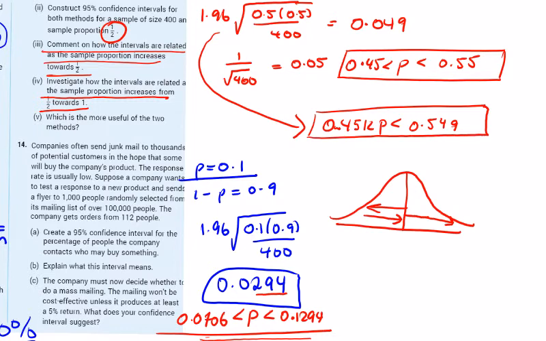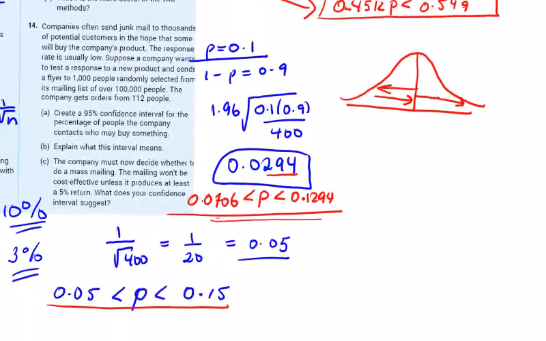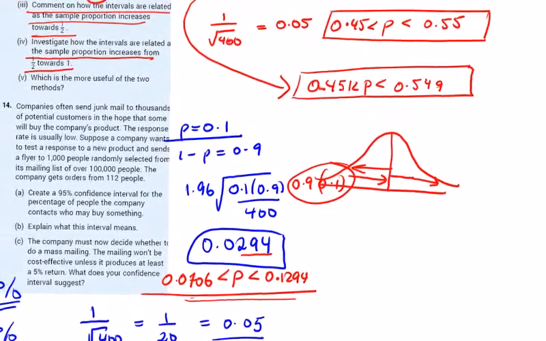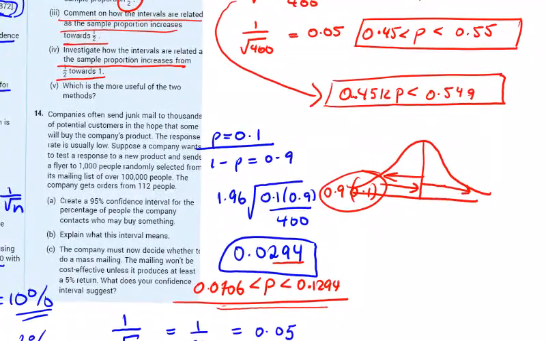And which is the more useful of the two methods? You could do like the other side. If it's going to be 0.9 to 0.1 again, you're just reversing this around. The 0.9 and 0.1 change place. So I don't think you need to do the sum out again to just describe the symmetry of what's happening as it increases from a half towards 1.